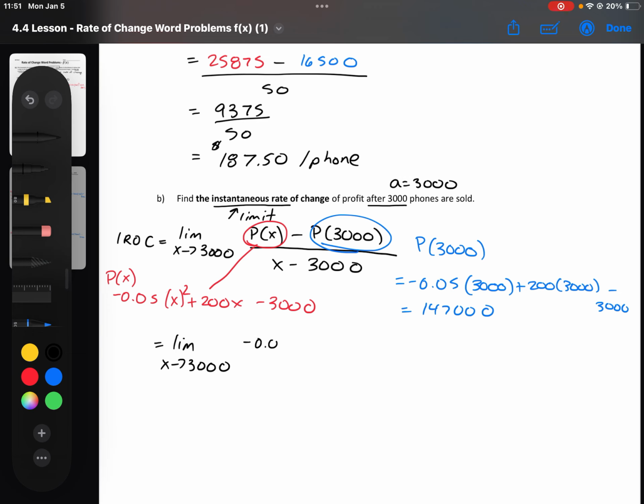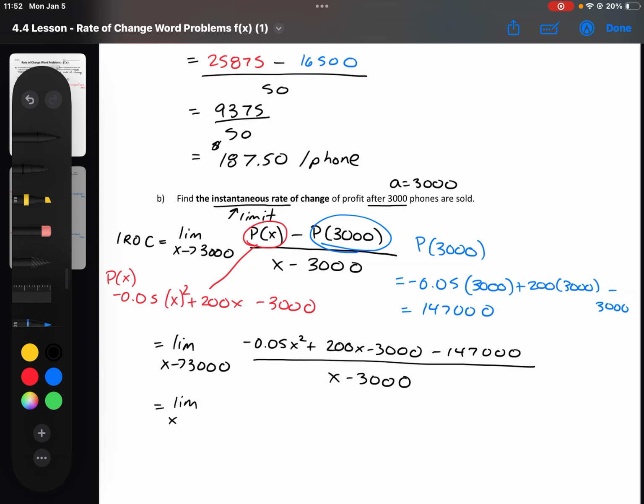P at x is just my function, which is kind of long in this case. And then I'm going to take away 147,000 because that is my y value at 3,000. And then on the bottom, I've got x minus 3,000. So now the only thing that I know how to do is factor and cancel. So I'm going to follow the same approach here that I did above.